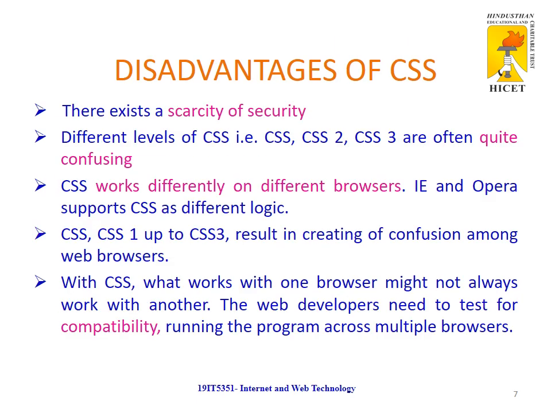The next topic is the disadvantages of Cascading Style Sheet. The main disadvantage is that there is a scarcity in security. We have different levels of Cascading Style Sheet, CSS 1, 2 and 3, and these are quite often confusing. Cascading Style Sheets also work differently in different browsers. So before using any particular style sheet, the developer has to test the compatibility by running the program on multiple browsers. This is the main disadvantage of Cascading Style Sheet.